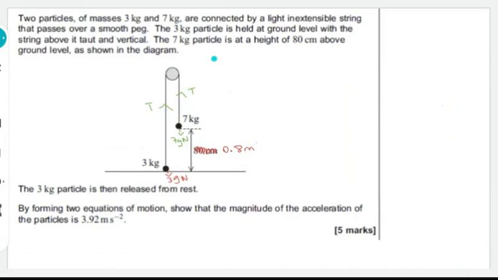So then we can now form two equations. Before we do that, actually, we need to pick a direction to be positive and negative. It's important to be consistent. So let me ask you the question: which way would you like to be positive and which way would you like to be negative?